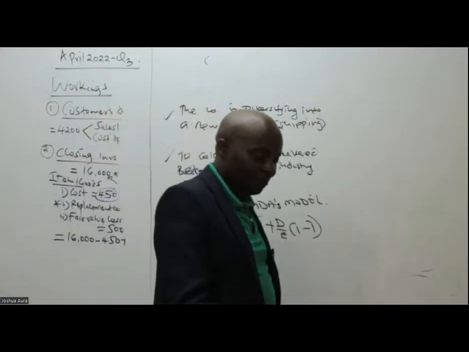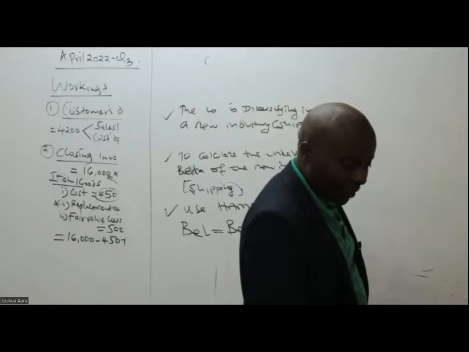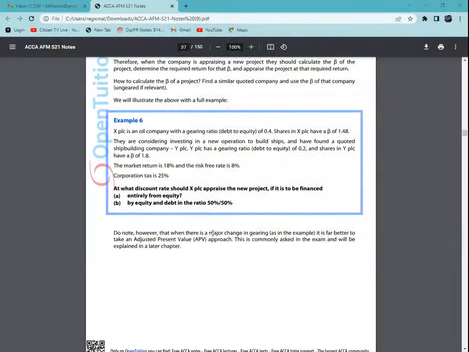Now come here, slowly. These are things that, if you do not know them, will trouble you a lot. Now, XPLC is an oil company with a gearing ratio, debt to equity, of 0.4. Shares of this XPLC have a beta of 1.48. So the beta of this own company, 1.48, is irrelevant.